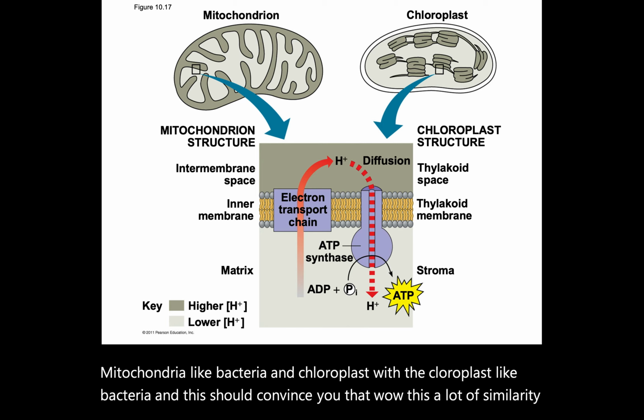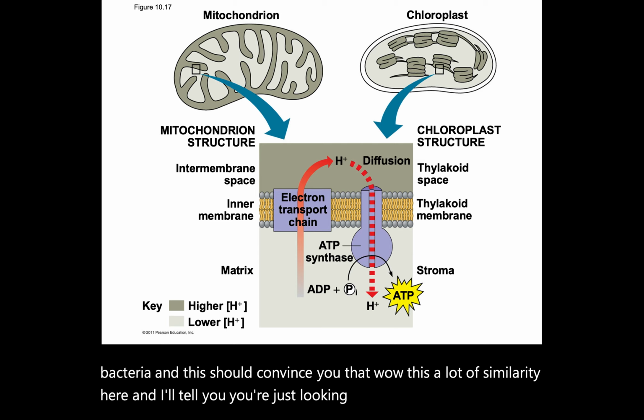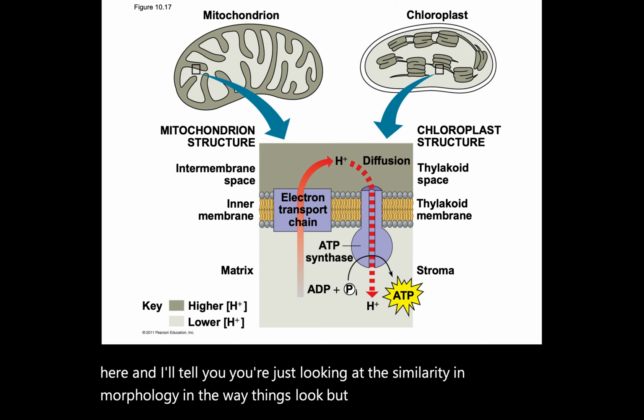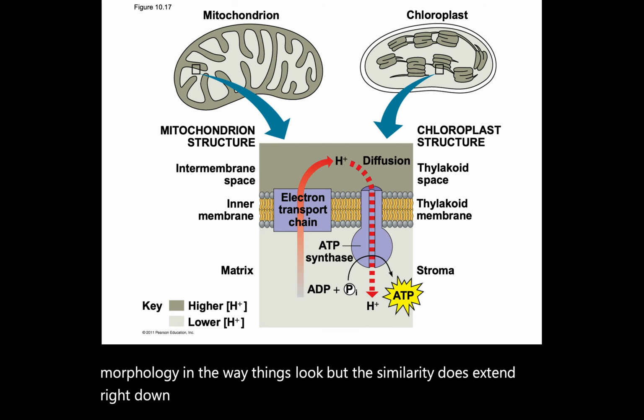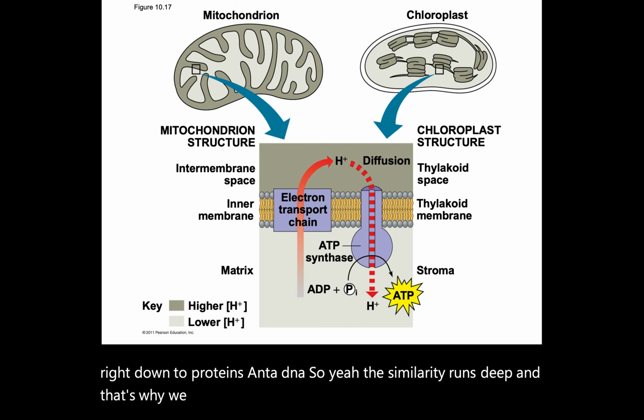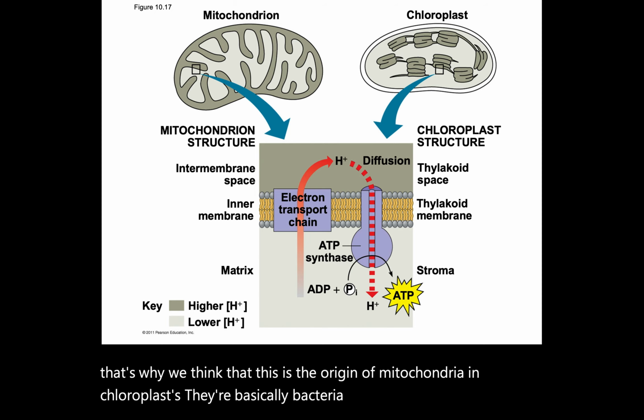And I'll tell you, you're just looking at the similarity in morphology and the way things look. But the similarity does extend right down to proteins and to DNA. So yeah, the similarity runs deep, and that's why we think that this is the origin of mitochondria and chloroplasts. They're basically bacteria that live inside of our cells permanently now.